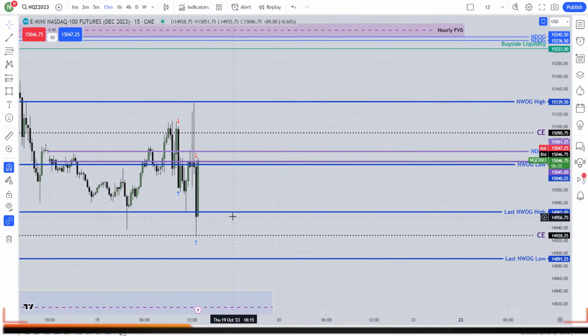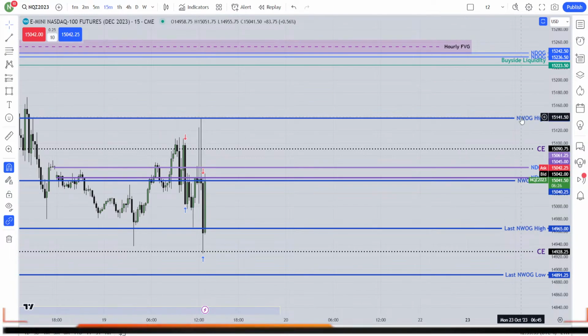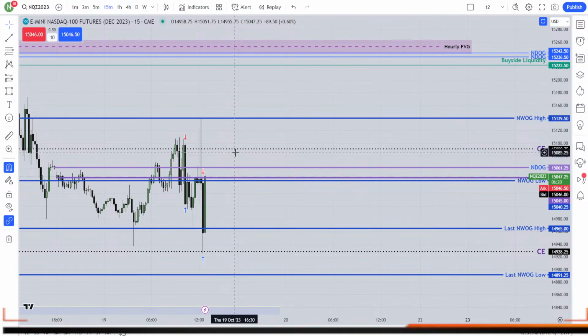It is from the consequent encroachment of the new week opening gap. Where it is retracing from here. Why it is retracing from there. Look where price did go to the top level of the new week opening gap high. So these all level are important and you will learn how to mark them. Okay, but it will take time.